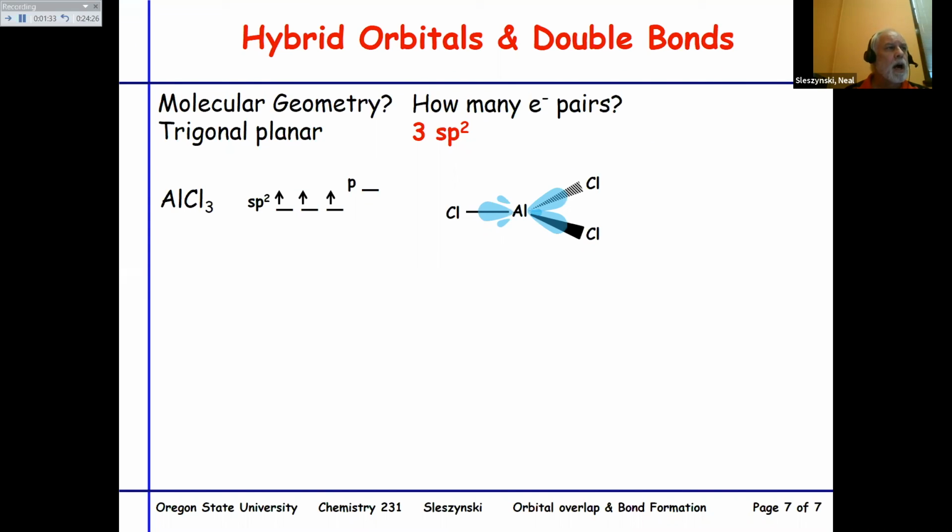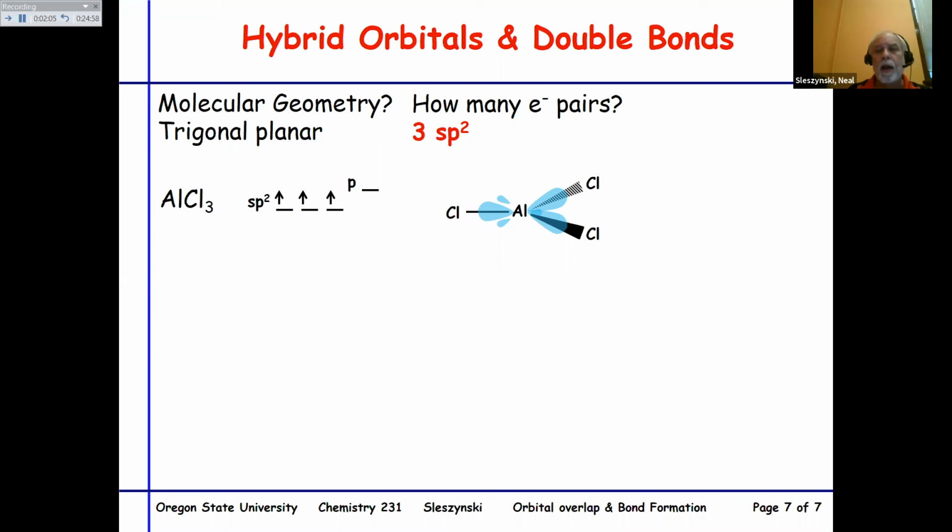So remember the definitions of how we're using these images. When I have that triangle that's colored in, that chlorine and its bond are projecting out of the screen. When I have that crosshatch to the other chlorine, that chlorine is projecting behind the screen. The three chlorine atoms form a triangle around the aluminum. My aluminum orbitals look like this.